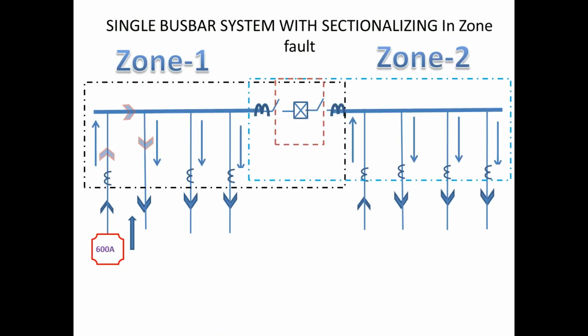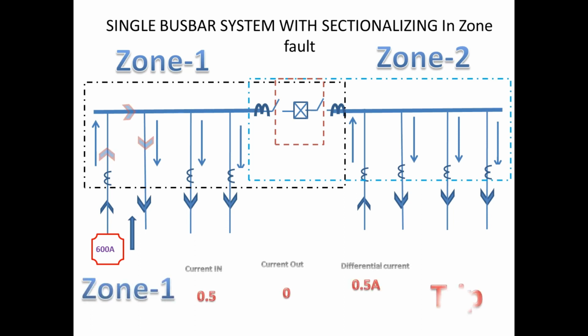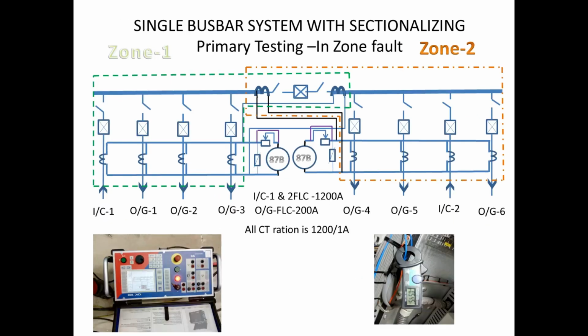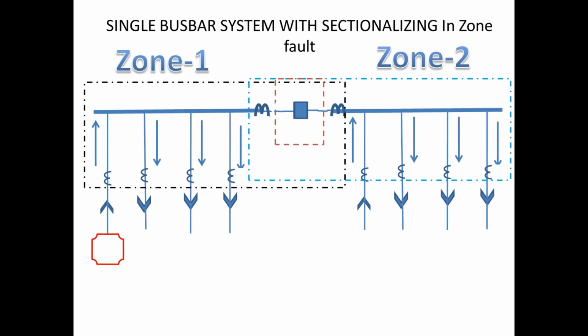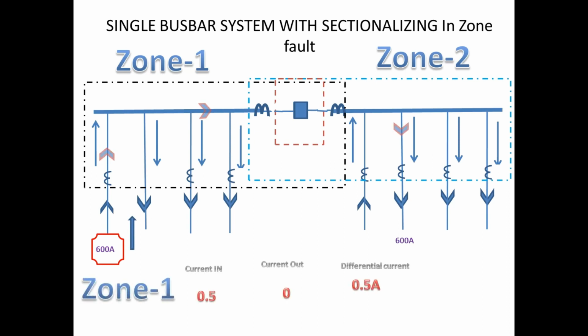Now my relay gets 0.5 amps. The relay setting is also 50 percent, that is 0.5 amps current. So the relay will start to sense and give trip to the breaker. Same way we have to do for all outgoing. In the same manner I am going to check for the bus coupler CT, so I am making a loop on the bus coupler CT. Here also the relay gets 0.5 amps and gave trip. Similarly we have to check zone 2 with the same method.